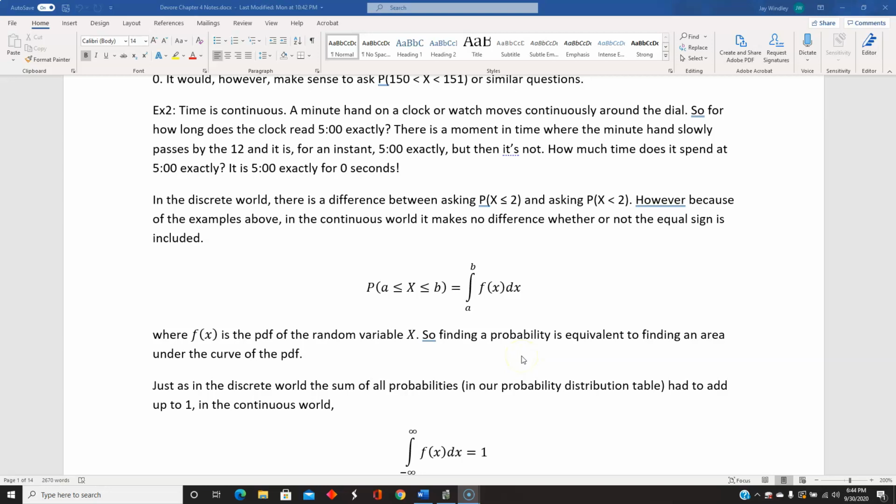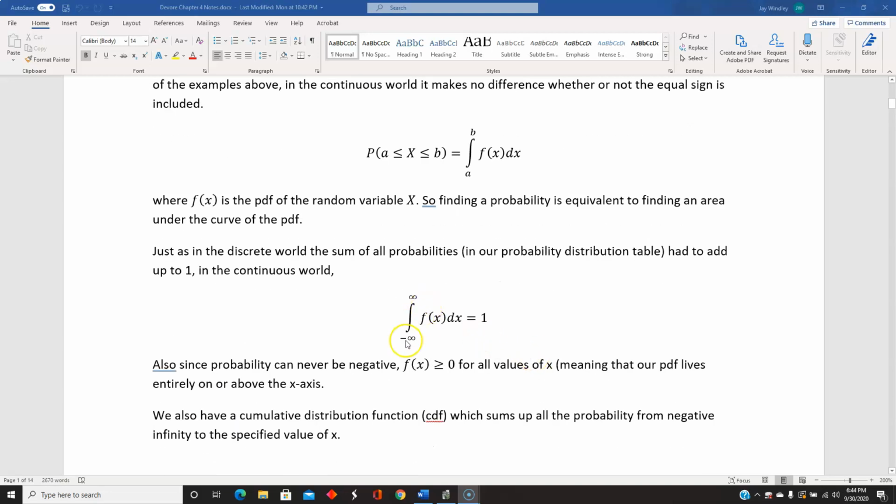And just like in the discrete world, where every probability in the probability table had to add up to 1, in the continuous world, the integral over all possible values of the PDF equals 1. In other words, the area under the entire probability density curve has to equal 1. And the density curve has to be positive because we can't have any negative probabilities.